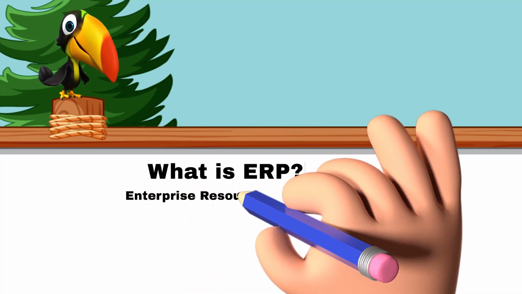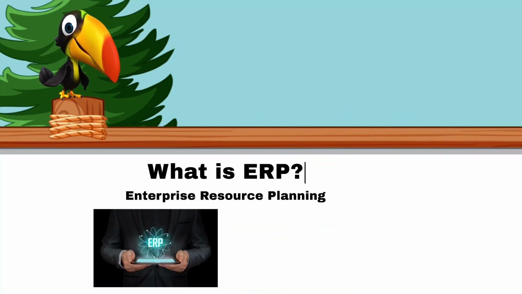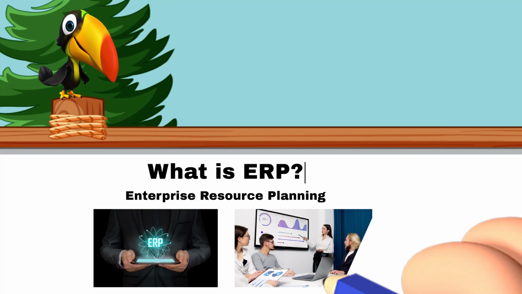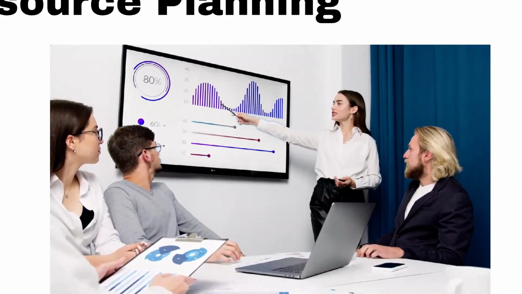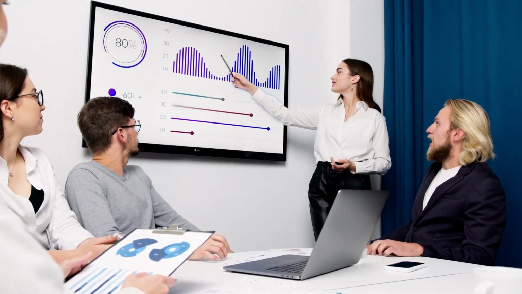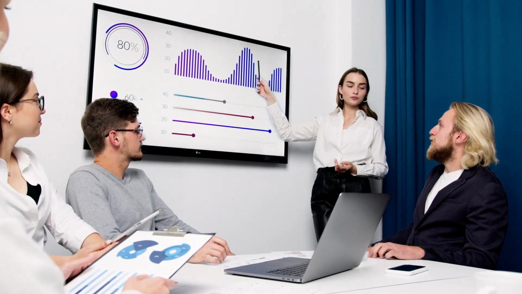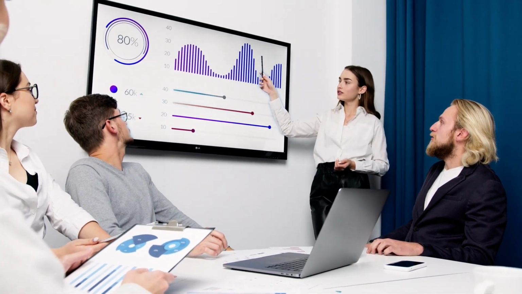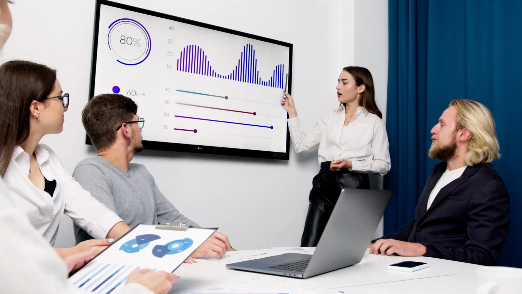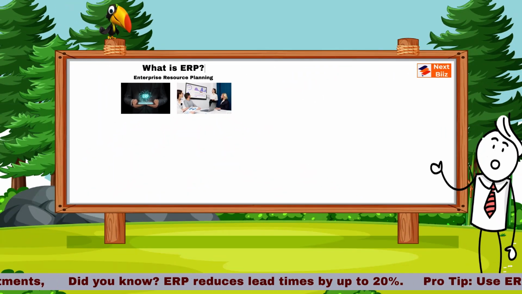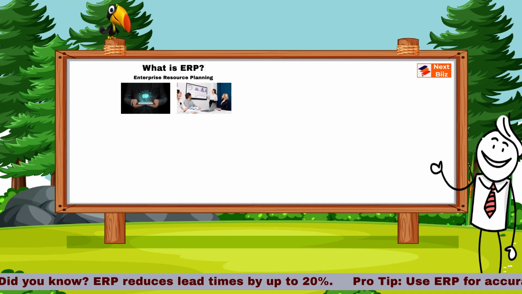Let's start. What is ERP? ERP stands for Enterprise Resource Planning. It's a type of software system that integrates various business processes and functions across an organization into a unified and streamlined system. The goal of ERP is to improve efficiency, collaboration, and decision-making by providing a centralized platform for managing and automating various aspects of an organization's operations.